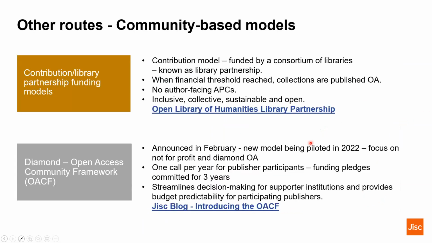I've got a couple of others to plug. There's other community-based models that are compliant with the policy. The Open Library of Humanities is a collection of journals funded through a consortium of libraries in partnership. And then announced earlier this year, we have this Diamond Open Access Community Framework. This is managed through JISC. This too is funded by pledges.